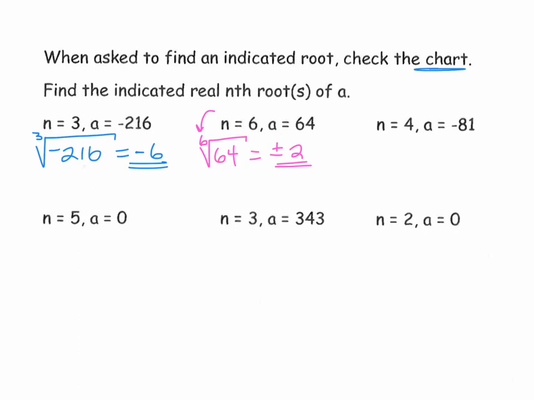All right, next one. If we're looking at n equals 4 and a is negative 81, we're trying to find the 4th root of negative 81. Now it's true that in the 4th powers column, we see 81, but we can never have a negative number if our index is even. Therefore, this one is not possible. There are no real roots to any even index with a negative radicand.